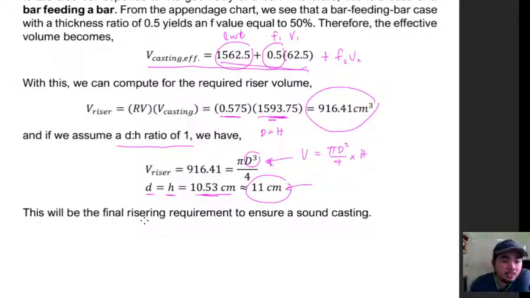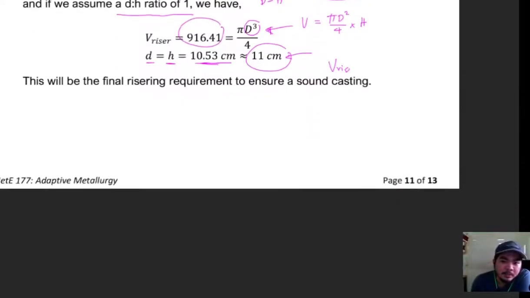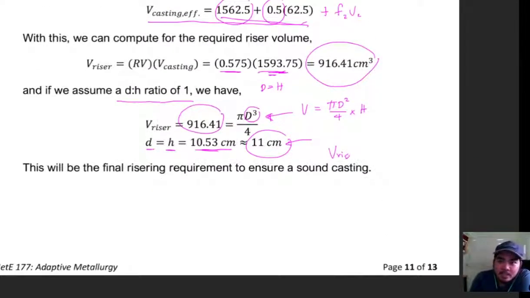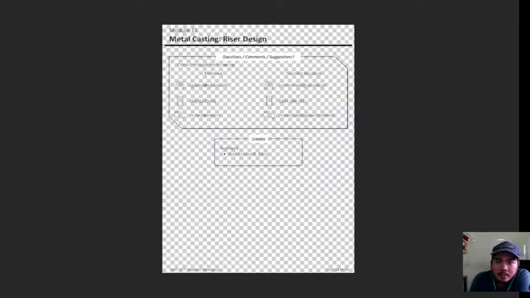So this will be the final risering requirement to ensure that we have a sound casting, and we can also compute for the volume of the riser. No, sorry. No need to compute for the volume of the riser because na-solve na pala natin siya. Okay, so in summary, ito yung magiging steps na.